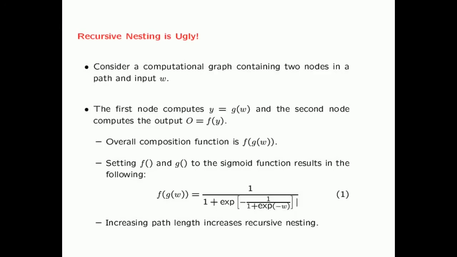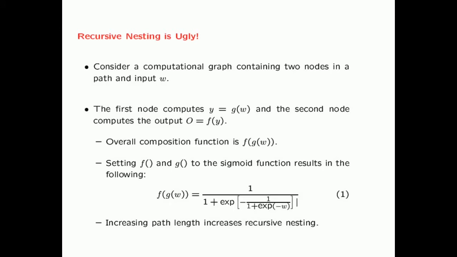So just to explain what I mean by this, let me give you an idea of the simplest possible computational graph containing only two nodes. So you have an input W and you have two nodes in a path. So you have two computational nodes along with the input W. The first node computes y equal to g(W). And the second node computes the output, which is a function of y. So it's a function of whatever was computed by the first node. So obviously, your overall composition function is f(g(W)). This is recursive nesting, and that's natural for computation graphs.